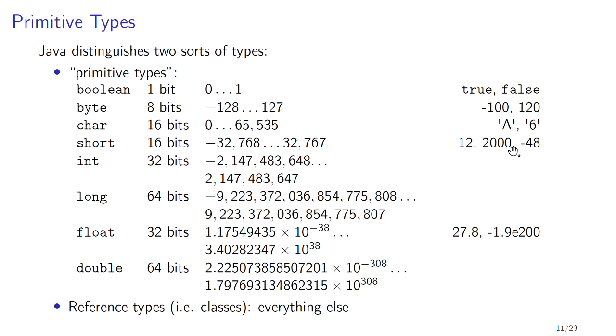Short is just, again, an integer, so something within that specified range. Int is 32 bits in size, so it's negative 2 billion and something to 2 billion and something. And it's just another integer. It's just got a broader range. Long is also an integer value, but it's 64 bits. So it's some ridiculously low number to some ridiculously high number is your possible range of values.